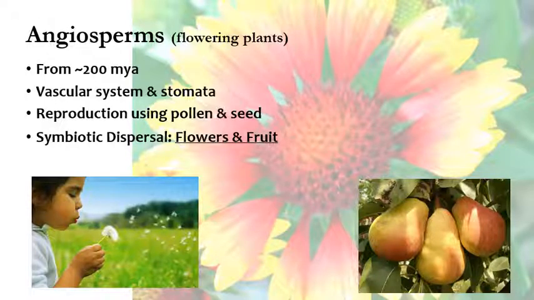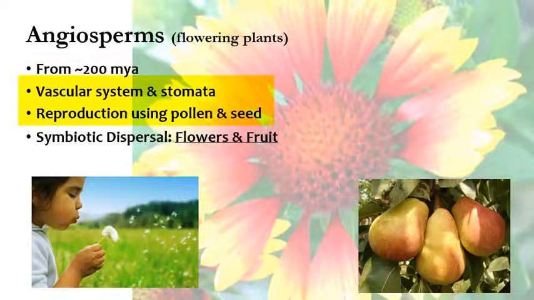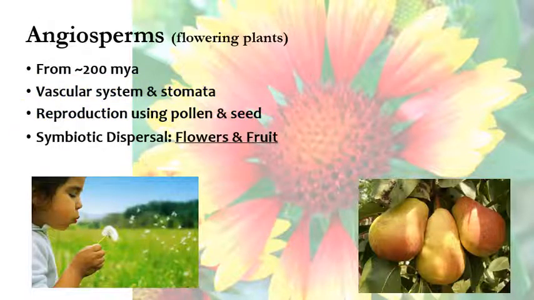Angiosperms, or flowering plants, evolved around 200 million years ago. They have the vascular system and stomata found in ferns and gymnosperms, and they reproduce using pollen and seeds, like the gymnosperms. The evolutionary advance in this group is the dispersal of pollen and seeds using a mutualistic relationship with animals.